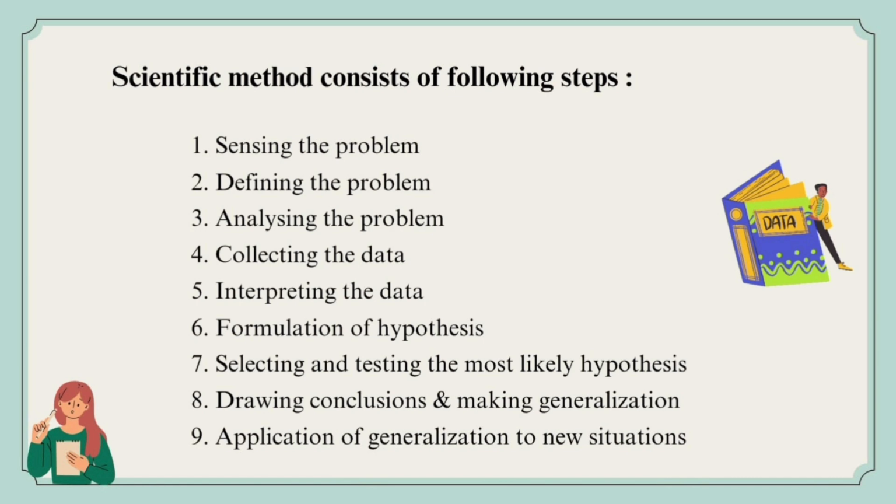Here are the following. The first one is sensing the problem. Second one is defining the problem, and the third one is analyzing the problem. Fourth one, collecting the data. Fifth one, interpreting the data. Sixth one, formulation of hypothesis. Seventh one, selecting and testing the most likely hypothesis. Eighth one, drawing conclusions and making generalization. And the last one is application of generalization to new situations. So these are the steps of scientific method.